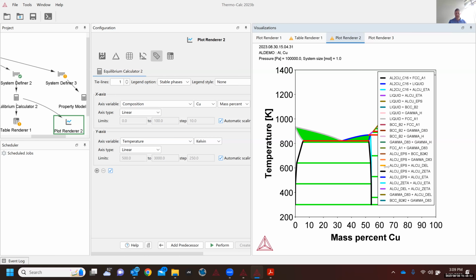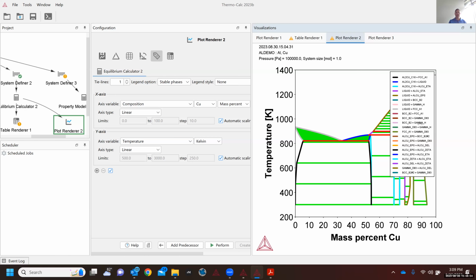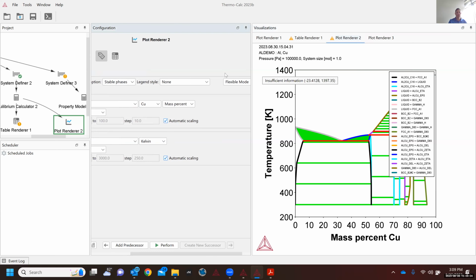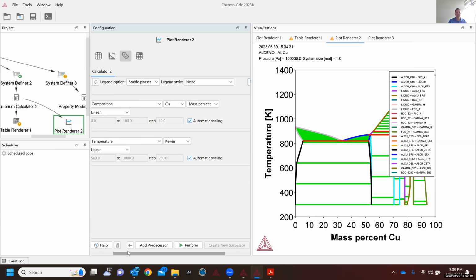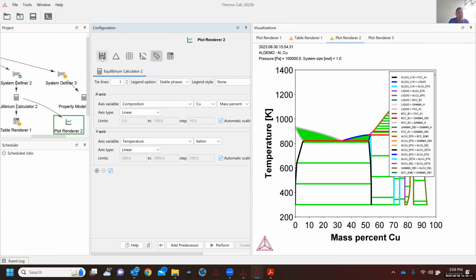I don't normally use, at least when I'm calculating a phase diagram, the standard legend. So if I go under plot renderer, going to flexible mode, can I just delete my legend option off? That should help.